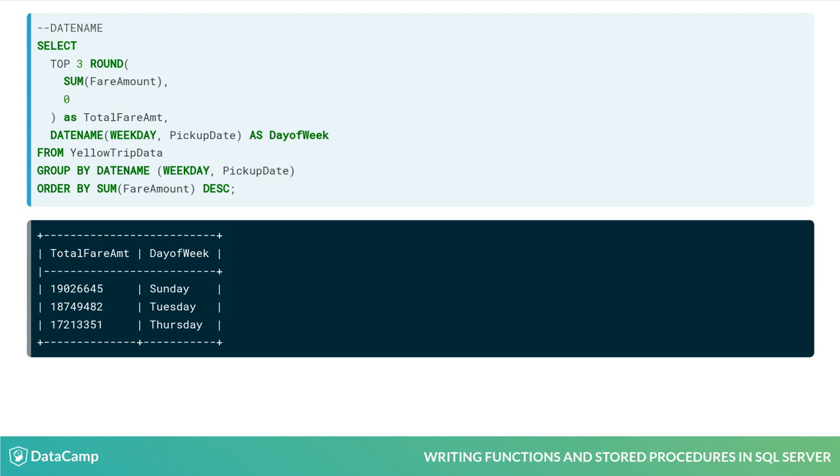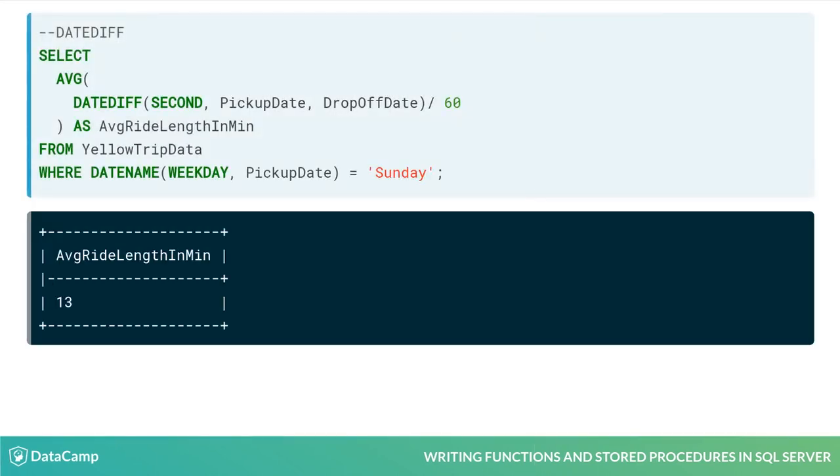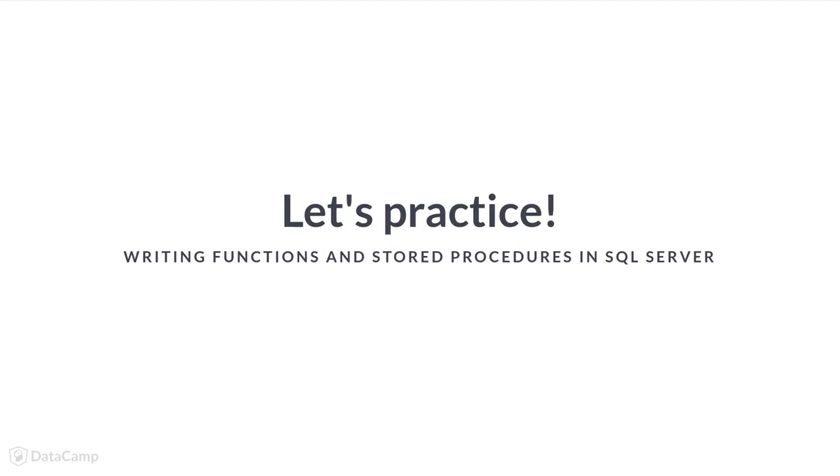I wonder what the average ride length for Sunday is. We can use dateDiff to find the difference in seconds between the pickup date and drop-off date. Then convert to minutes by dividing by 60, and finally calling the average function. This query shows you how to use the dateName function in the where clause to only include the transactions picked up on Sunday. What stories can you learn from the BikeShare dataset?